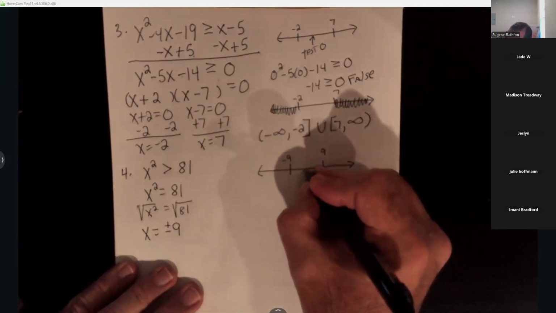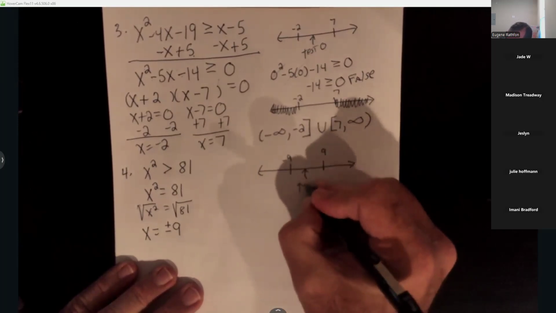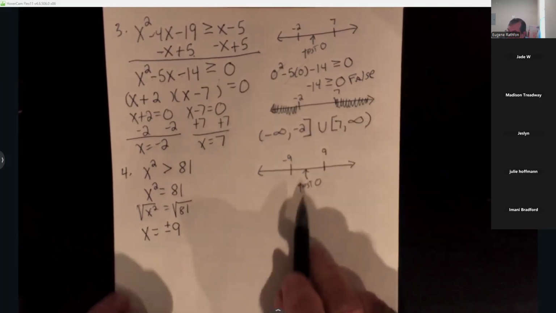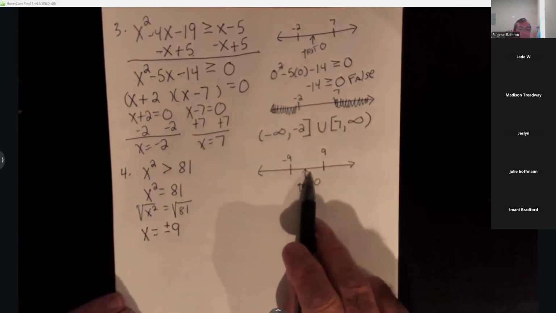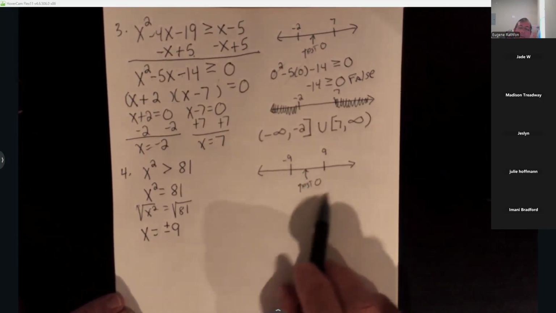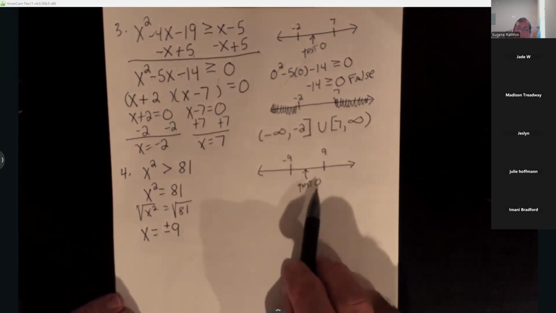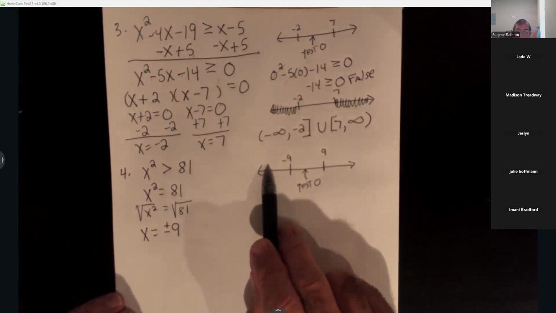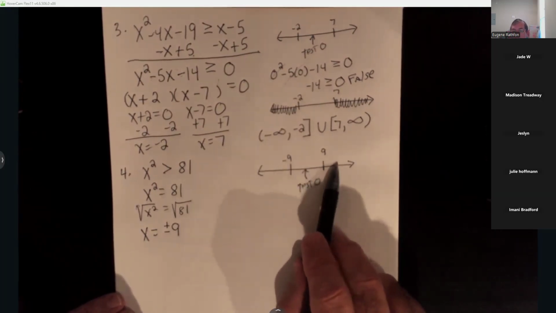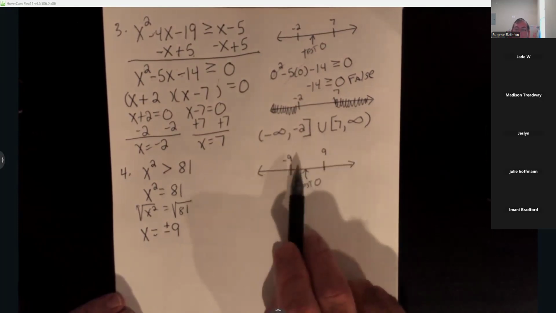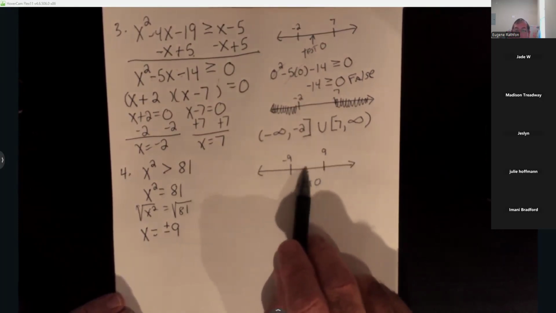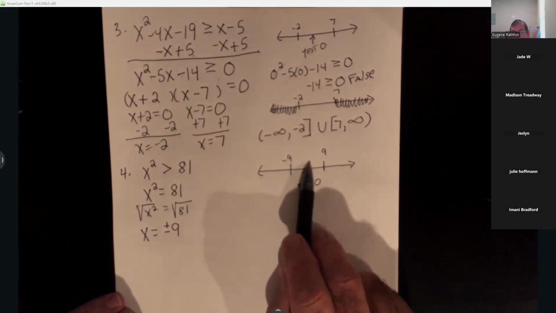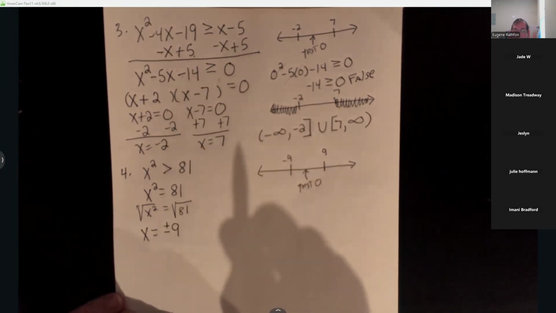And once again, I'm going to choose 0. 0 is right in the middle here. Okay? Now, y'all, you don't have to use a 0. I just think it's the easiest number for me to use. Y'all can pick a number here, -10, -11. You can pick a number here, 10, 11, 12. You can pick anything in between here. -1, +1. It don't matter, okay?